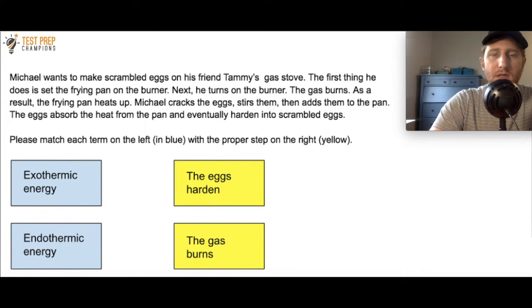Alright, so now's your chance to pause the video, try to figure this out, and whenever you're ready, we'll go over the answer. So let's think about when the gas burns, right? So the gas burns, the temperature goes up, and energy is given off. So this step is exothermic. And for endothermic here, right, the eggs harden because they absorb energy from the surroundings. Okay, so this is endothermic. So this is how they should be correctly matched up.